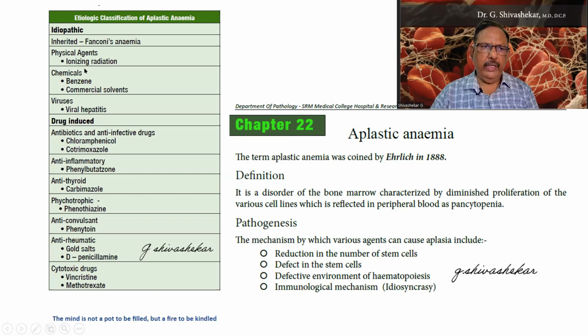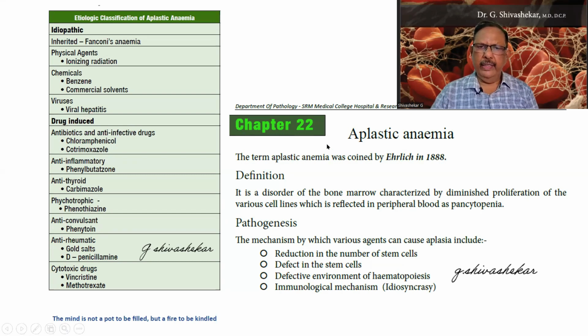It can be idiopathic or drug-induced. Idiopathic again can be divided into the inherited, physical agents, chemical, and viruses. And there are a plethora of drugs which can lead to aplasia. I would like you people to kindly memorize this as much as possible.